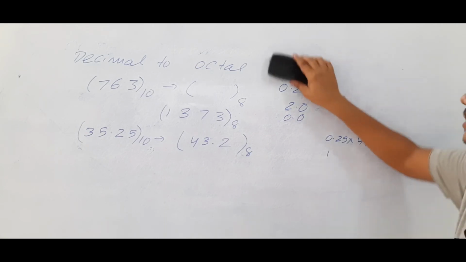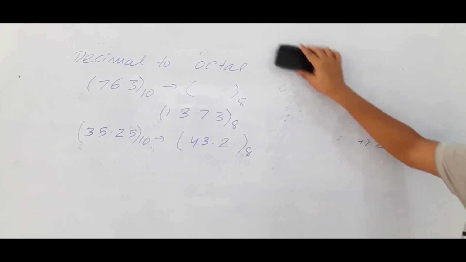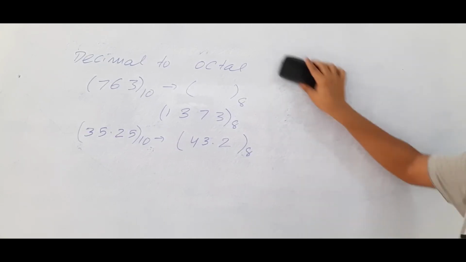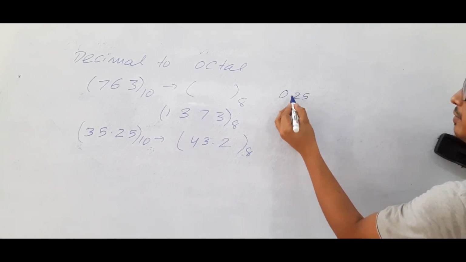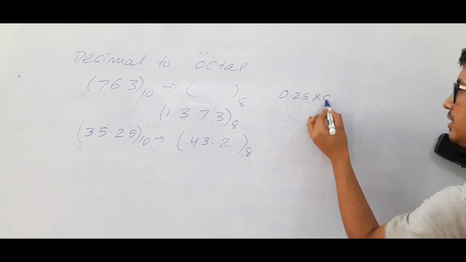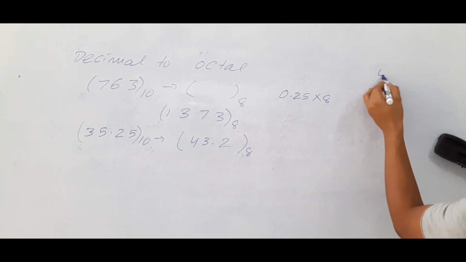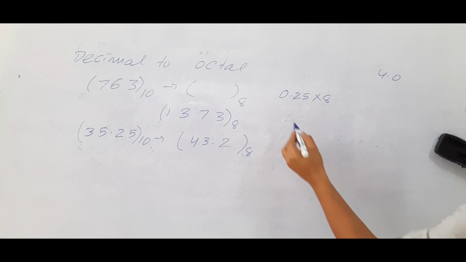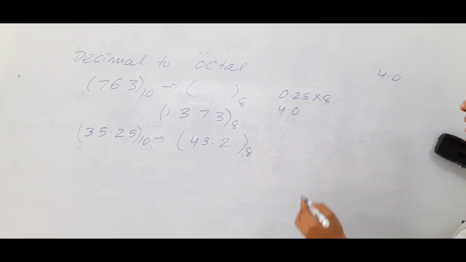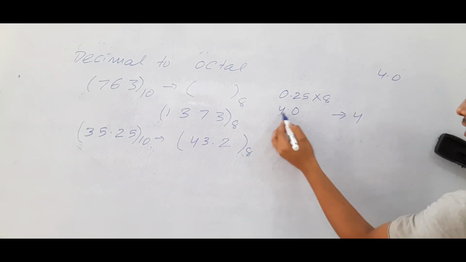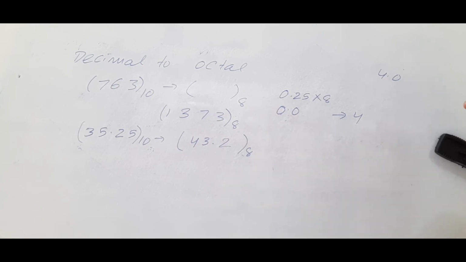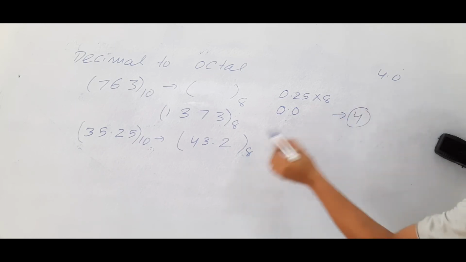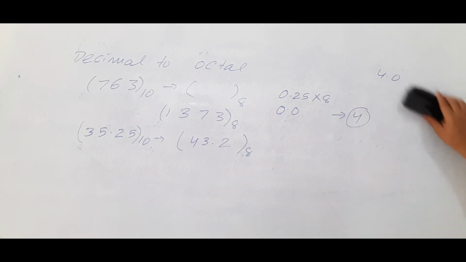So how did I get it? If you have any doubt, please watch it again. I have taken 0.25 and multiplied it with 8. What is the number I will get? 4.0. So take the 4 here. Again, in place of the fractional part you keep the 0. If you multiply 0.0 into 8, you will get zeros only. So you take this number. Okay, have you understood it or not?